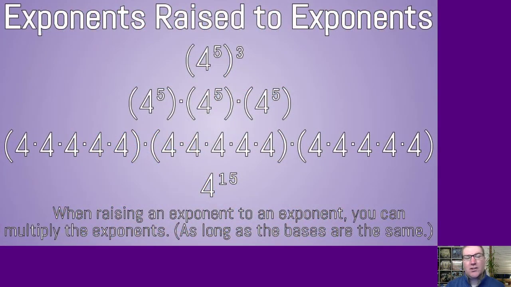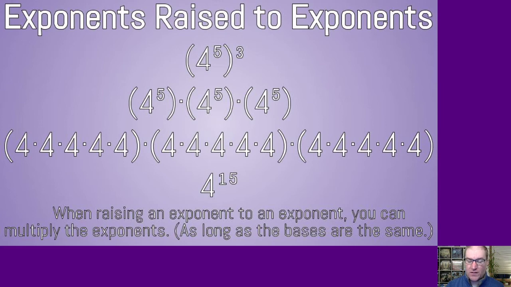And the last law we're going to look at is exponents raised to exponents. So in this example, I have 4 to the 5th power in parentheses, and it's being raised to the 3rd power. So we know an exponent means to multiply something by itself some number of times. And in this case, we're going to multiply 4 to the 5th times itself 3 times. 4 to the 5th times 4 to the 5th times 4 to the 5th is me just multiplying it by itself 3 times. And then each parentheses is 4 to the 5th, so why don't I write it out as 4 times 4 times 4 times 4 times 4?